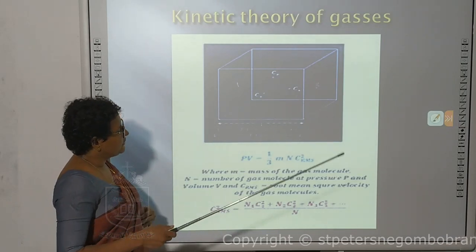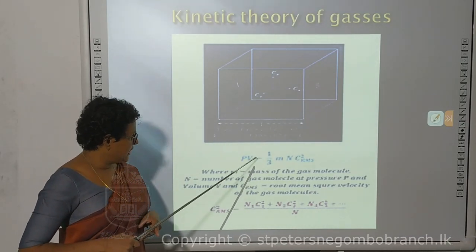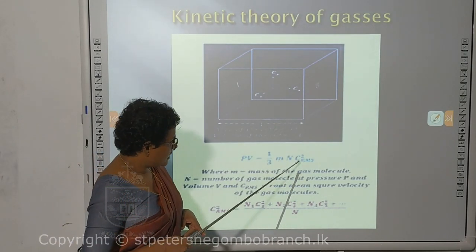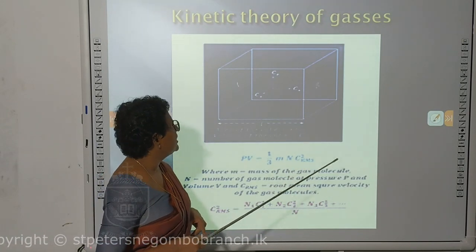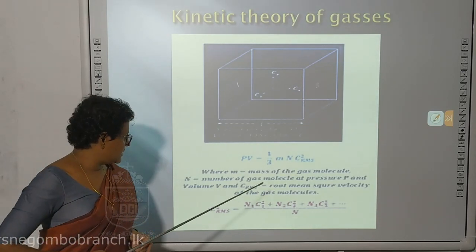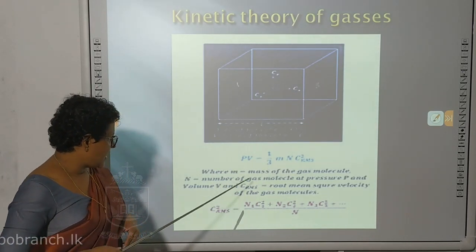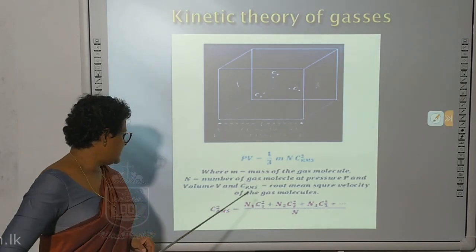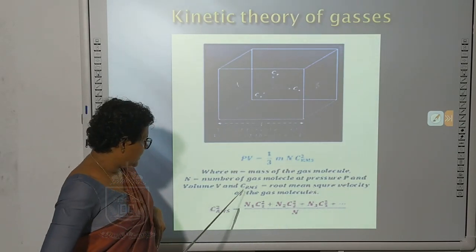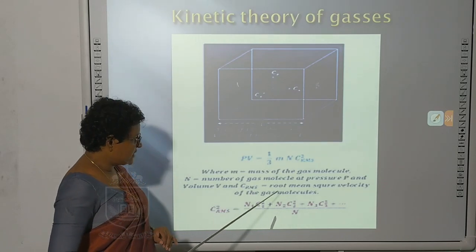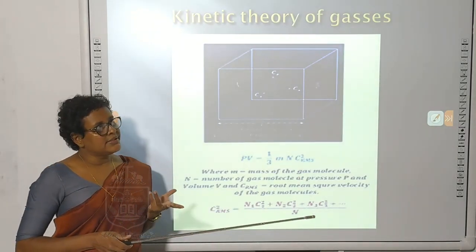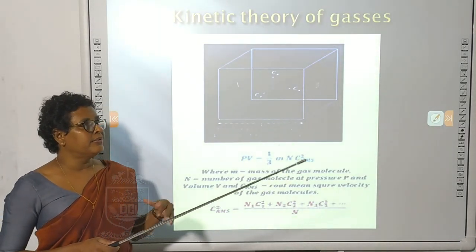Right. The kinetic theory of gases, this equation also, no need for the derivation, you just have to remember PV equals 1 over 3 m N c squared bar. c squared bar is the root mean square velocity, right? What is this root mean square velocity? I'll explain it later. In this equation, m is the mass of the gas molecules, capital N is the number of gas molecules at pressure P and volume V, and C RMS is the root mean square velocity of the gas molecules.